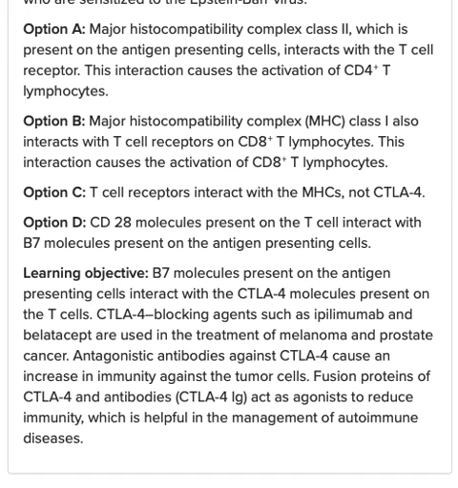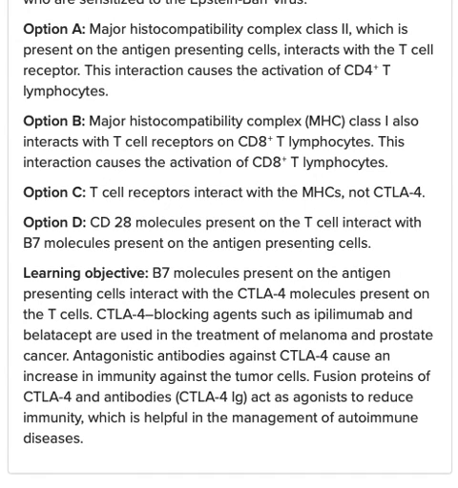CTLA4 blocking agents such as ipilimumab and belatacept are used in the treatment of melanoma and prostate cancer. Antagonistic antibodies against CTLA4 cause an increase in immunity against the tumor cells.